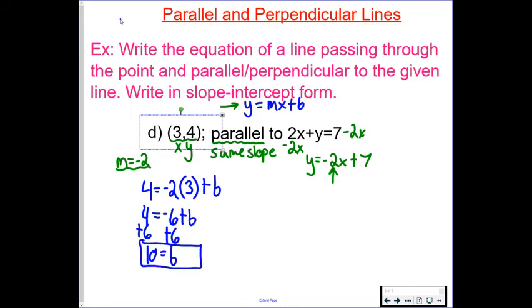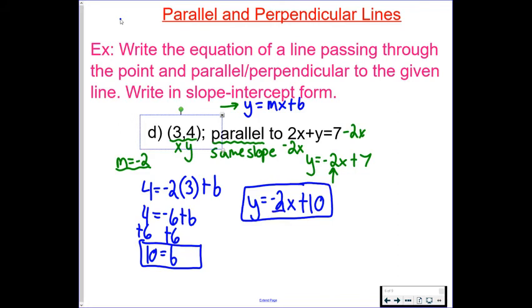Now I can put the pieces together. Y equals, my slope was negative 2x. My y-intercept I just found was 10. And that is the equation of a line parallel. How do we know they're parallel? Because they have the same slopes and it's passing through that point, 3, 4.